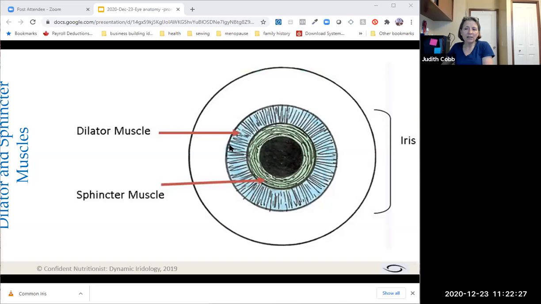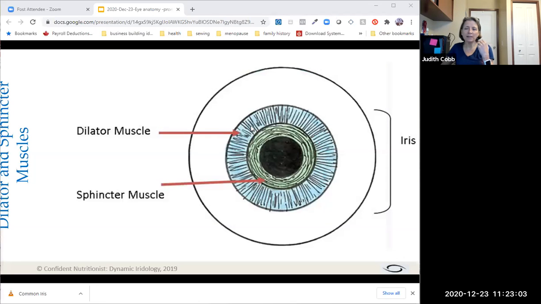So again, the dilator muscles radiate out longitudinally, and these are all controlled by the sympathetic nervous system, where the sphincter muscle is under the control of the parasympathetic nervous system. So the parasympathetic nervous system says, I'm coming back to normal, I'm relaxing. So when the pupil is small-ish, it usually means the person is more relaxed or they've got bright light.